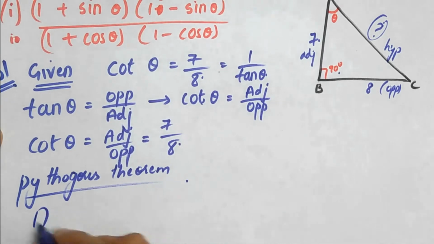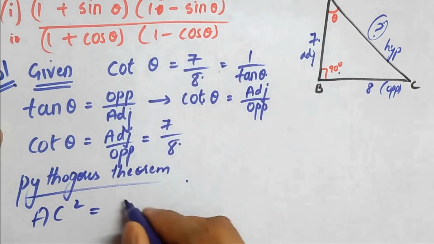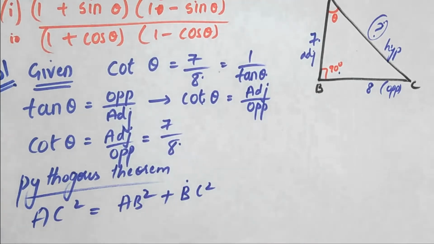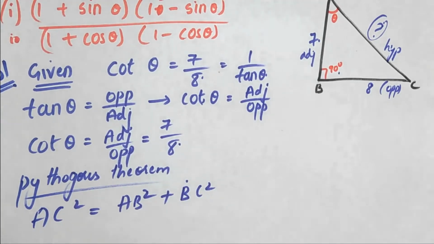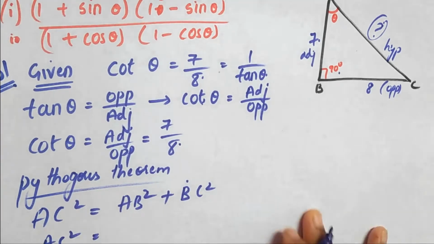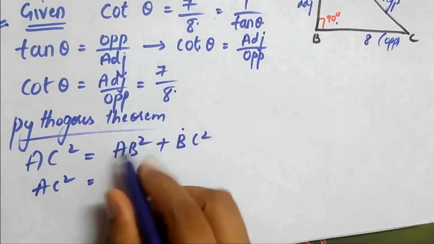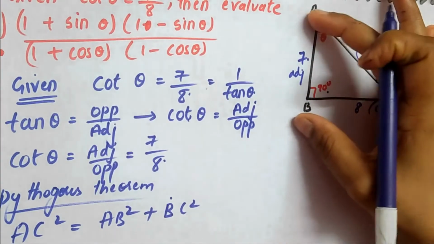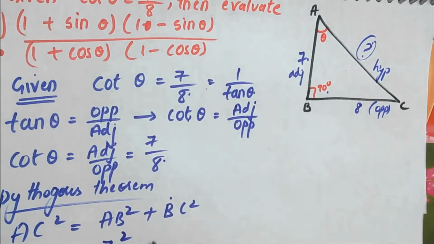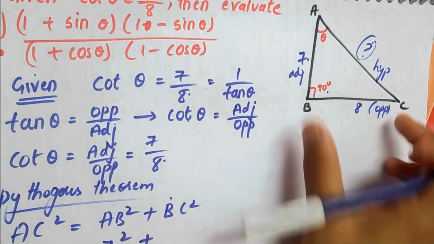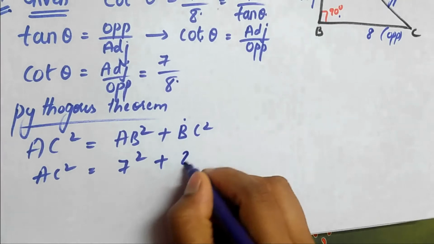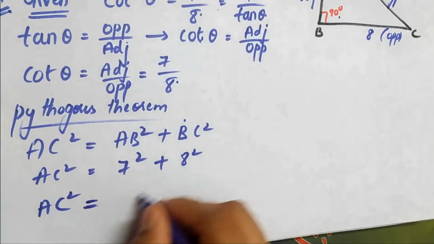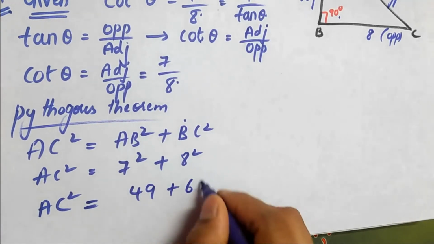Okay, what does Pythagoras theorem say? AC square is equal to AB square plus BC square. Just now we have discussed this. So what is AC square? It's missing. Directly right away we'll take AC square. What is AB square? We just got it from cot theta. AB square is 7 square. What is BC? BC is 8. So we will be writing 8 square. AC square is equal to 49 plus 64.